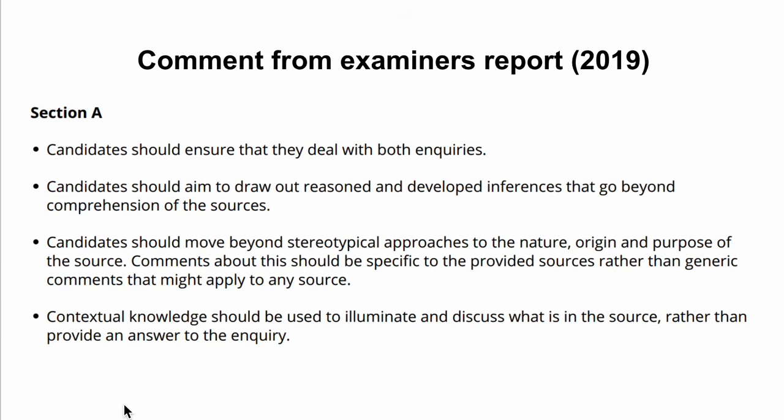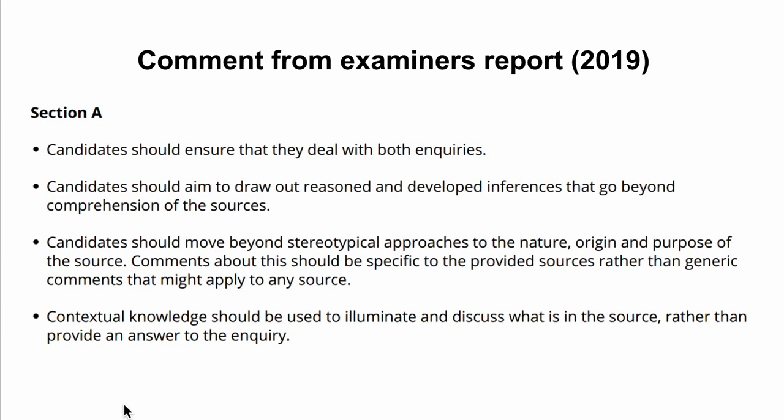The third bullet point here is really important. So moving beyond stereotypical approaches to nature, origin, purpose, making your discussion of provenance specific rather than generic. So, for example, if you say, oh, it's a politician's speech, therefore its purpose is to persuade, that's generic. Think about the specific politician and the purpose of that specific speech. It might be to persuade, but what is it to persuade? So think about making your provenance points really, really specific.